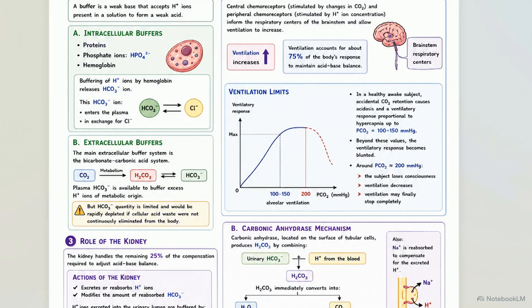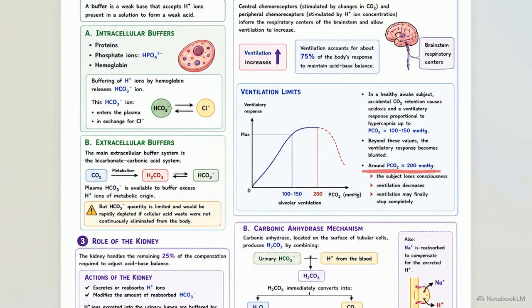The ventilatory response is not infinite. As carbon dioxide accumulates, the curve drops off and blunts when PCO2 reaches 100 to 150 millimeters of mercury. If PCO2 approaches 200, the system collapses. The patient loses consciousness, the ventilation rate decreases, and the respiratory drive may stop altogether.